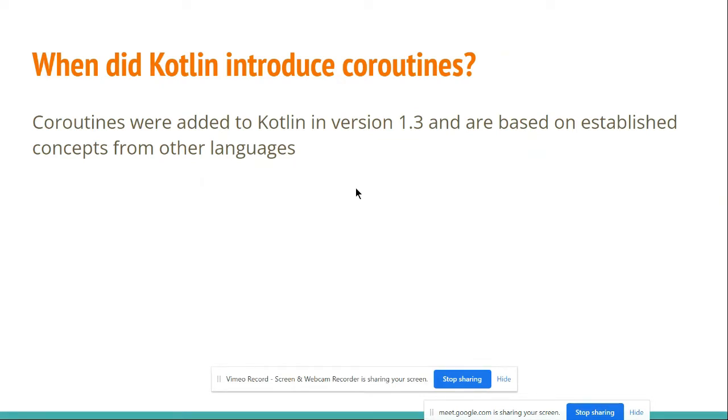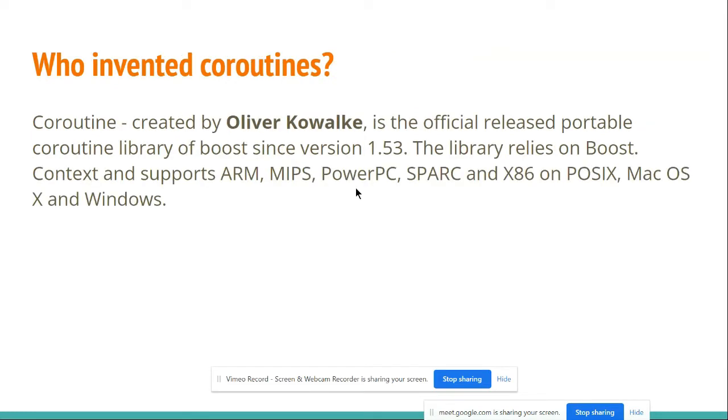Basically, it is a structured design pattern we use to make background or network calls easy. It was introduced in 1.3, and who invented coroutines? It was invented by Oliver. You can easily recognize that name on the screen, Oliver.